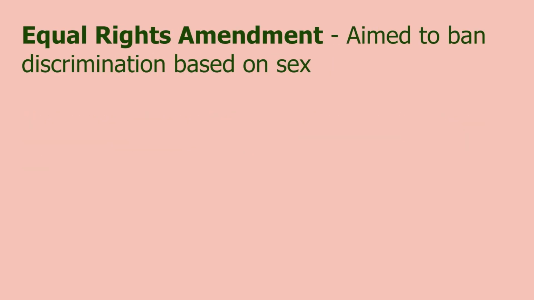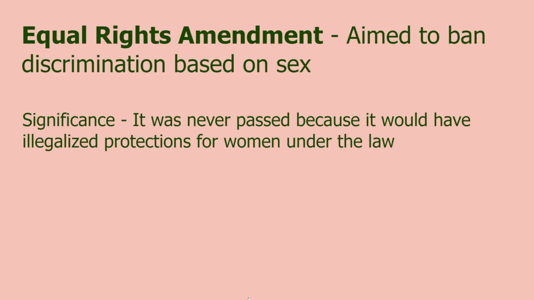The Equal Rights Amendment aimed to ban discrimination based on sex. It was never passed because it would have made protections for women under the law illegal. Although on its face it seems like the ERA not getting passed is a bad thing, back when the ERA was up for debate, most people on all sides of the political aisle agreed that it shouldn't pass, because it would prevent all the gender-based protections for men and women, since it would take away all differences under the law between men and women.